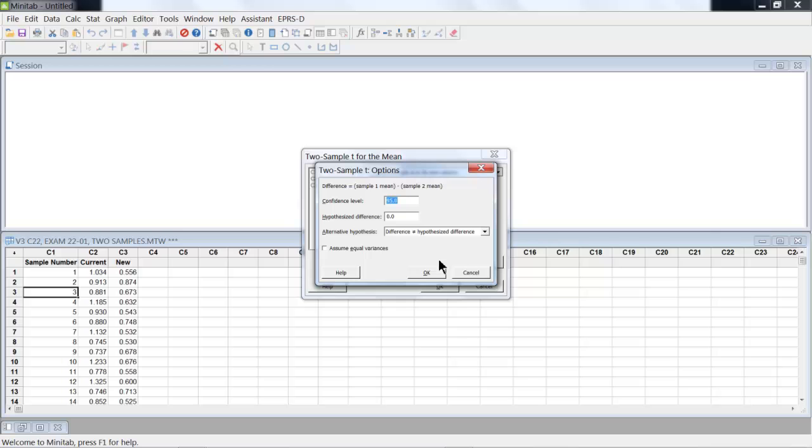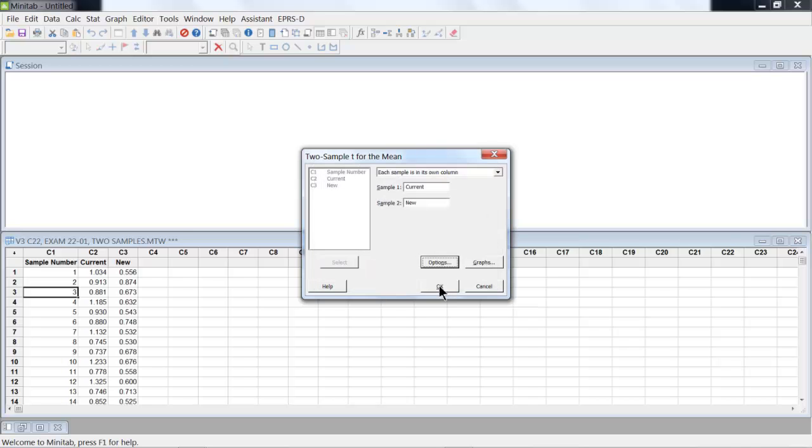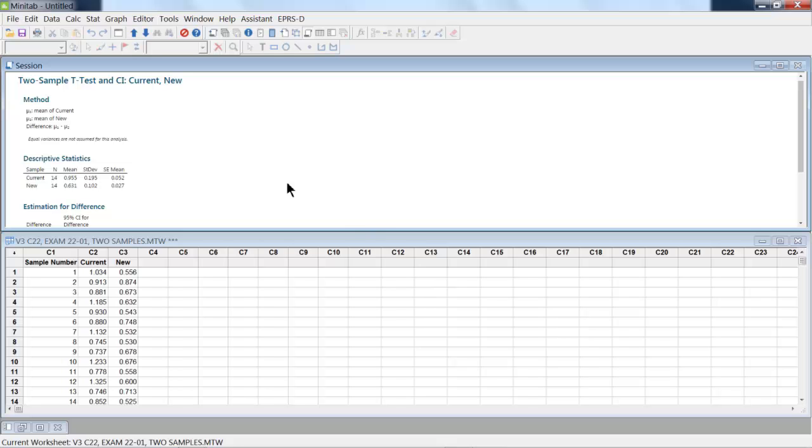Now we have options to test various alternative hypotheses, where we could say one is less than the other or greater than the other. We're going to leave it as our alternate hypothesis where they're not equal. So when we do this analysis, this is the output that we get shown in the session window.